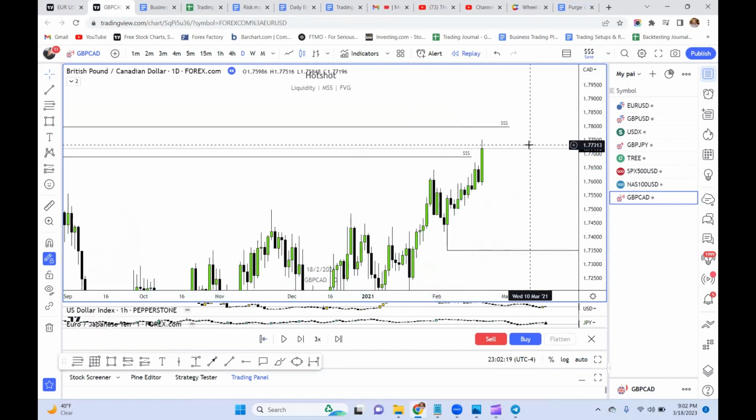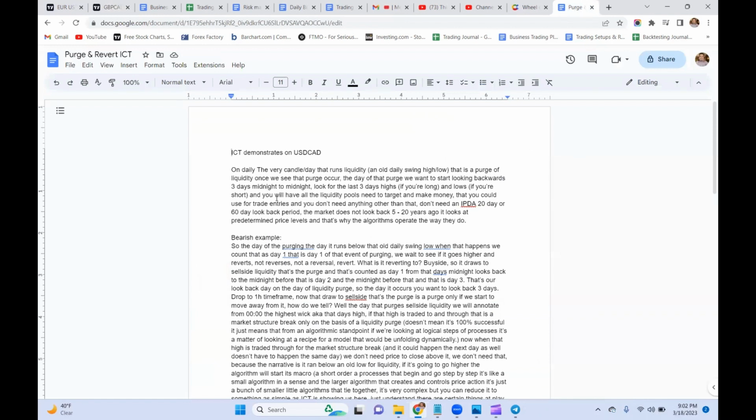Okay, so purge and revert. On daily, the very candle of the day that runs liquidity, that is a purge of liquidity. Once we see that purge occur, the day of that purge, we want to start looking backwards 3 days, midnight to midnight. Look for the last 3 days' highs if you're long and lows if you're short. And you will have all the liquidity pools needed to target to make money that you could use for trade entries. You don't need anything other than that.